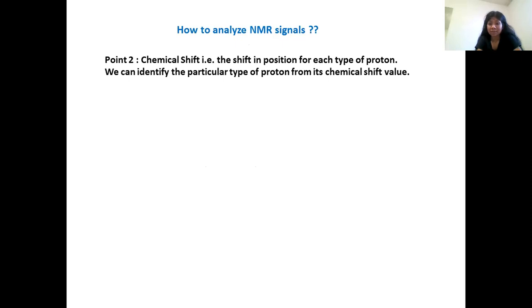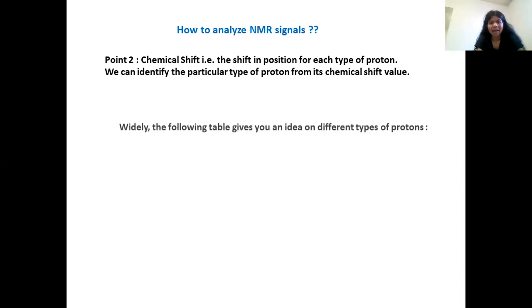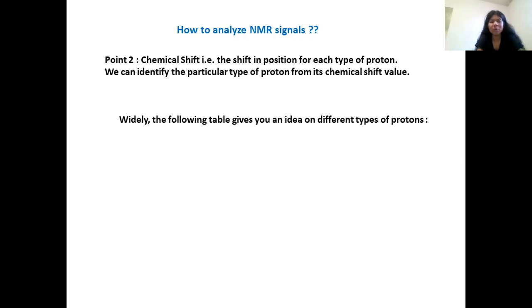In the NMR signal, you will see a certain distinct shift for each peak. Some will be 1, 2, 3, 4, up to 14, I could say, which is written in delta. The unit is ppm. A particular type of proton has a unique chemical shift value, so you will have an idea which type of proton it can be from its chemical shift value.